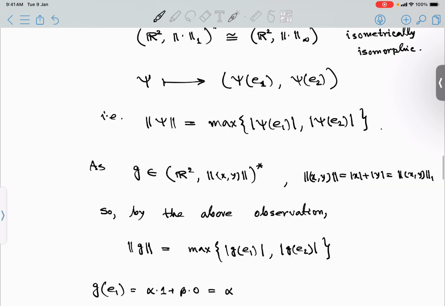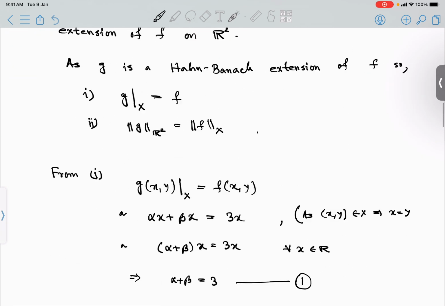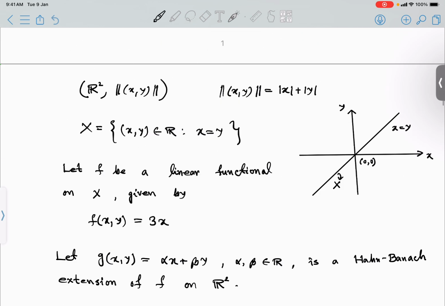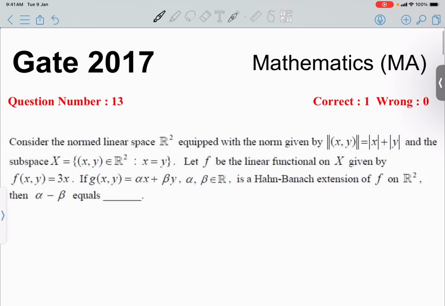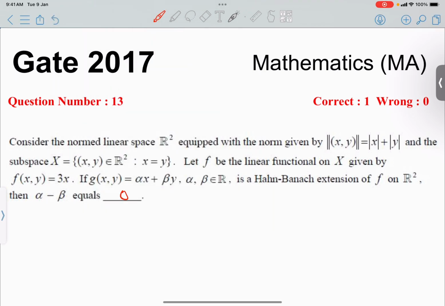Then what do we need to find? We need to find alpha minus beta. Alpha minus beta will be 3 by 2 minus 3 by 2, which is 0. So what will be the answer? The answer will be 0. Okay.